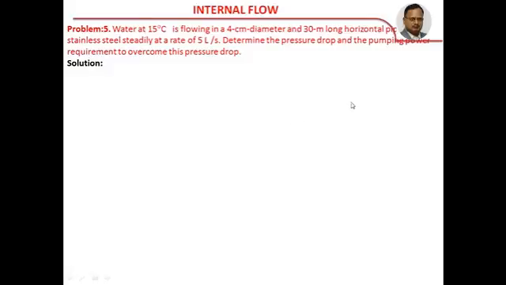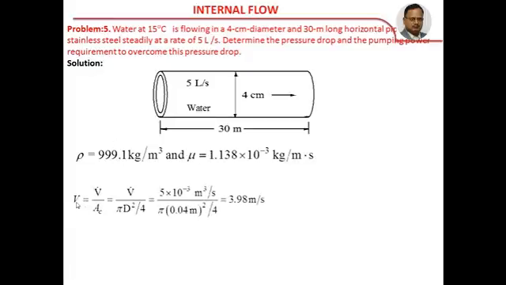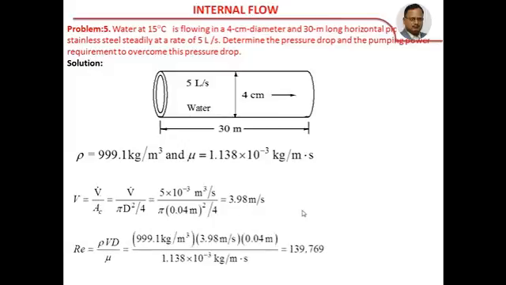Now one more problem. Consider water at 15 degrees centigrade flowing in a 4 centimeter diameter, 30 meter long horizontal pipe made of stainless steel, steadily at the rate of 5 liters per second. Determine the pressure drop and the pumping power requirement to overcome this pressure drop. No heat transfer calculation, only the pumping power requirement to overcome the pressure drop.